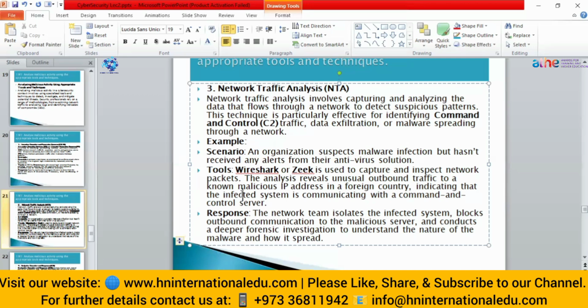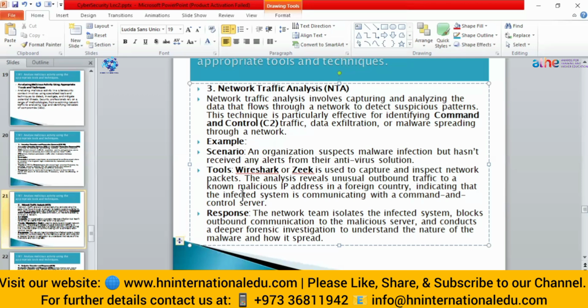The malware spreading through a network. Like if we take a scenario here, an organization suspects a malware infection but hasn't received any alert from the antivirus solution. That is a scenario. Means there is a virus, but they are using a good antivirus, and that antivirus didn't notify them.